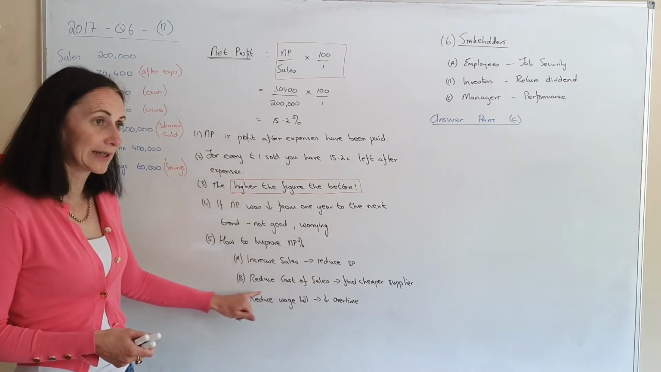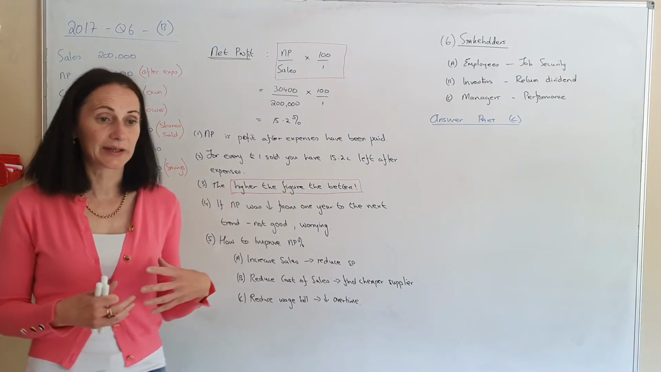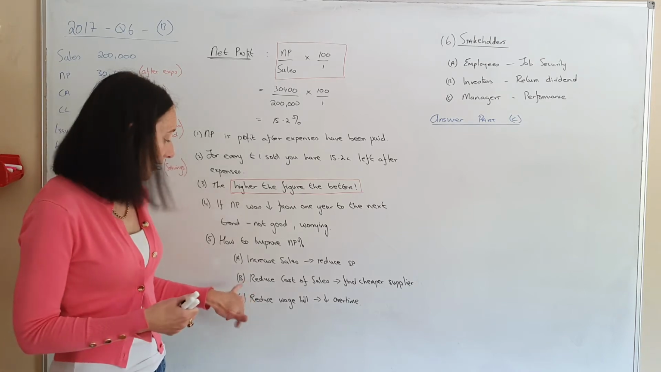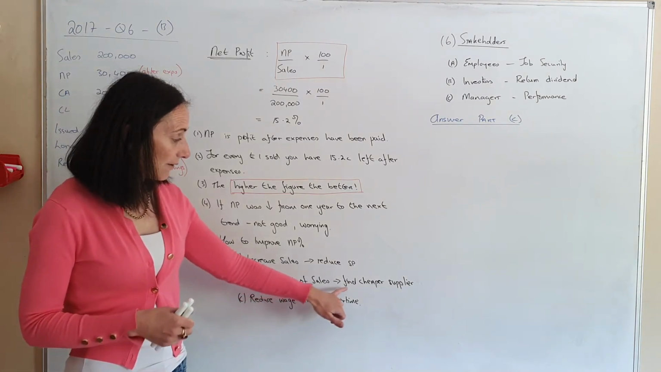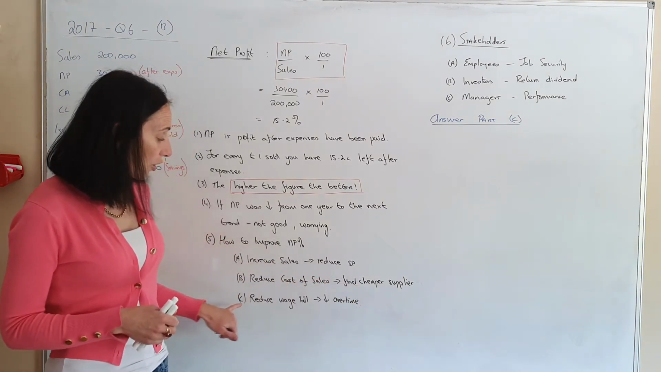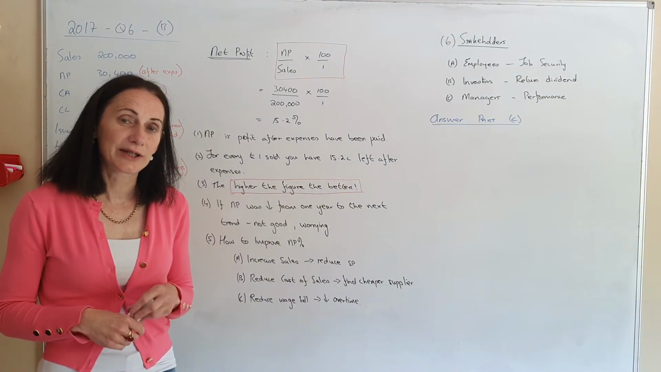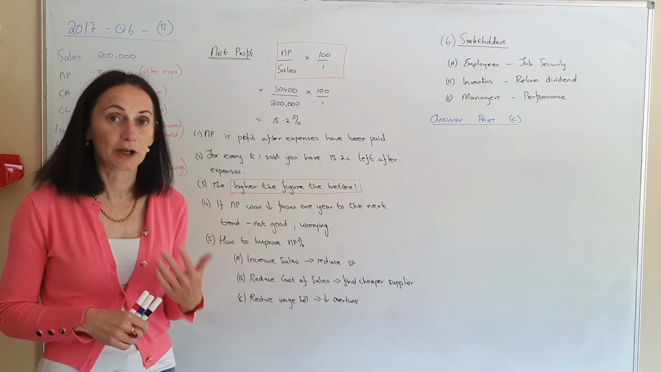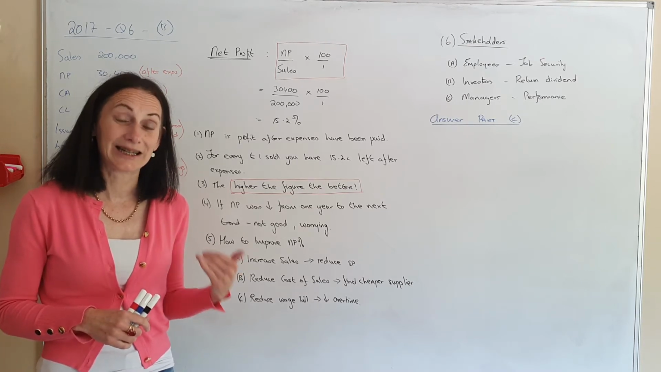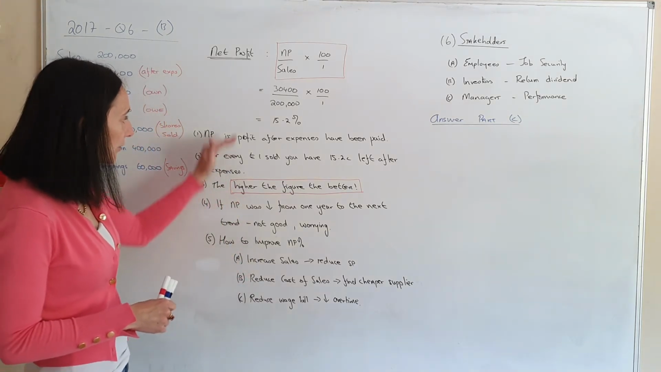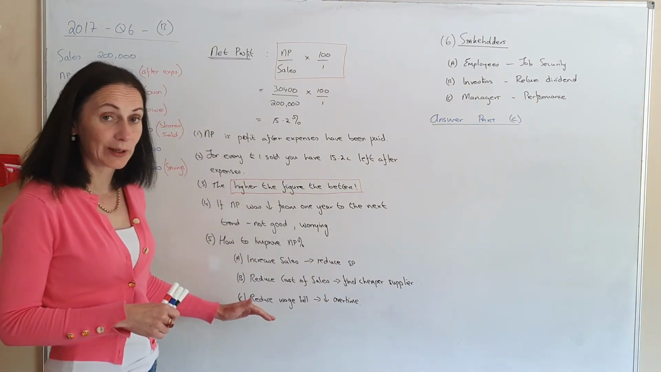Maybe what you're buying is too expensive. Maybe the cost of buying the things you're selling is very expensive, so maybe you need to get a new supplier. So reduce the cost of your sales, find a cheaper supplier. Or, number 3, reduce your wage bill. Maybe don't allow employees to do overtime where you'd probably have to pay them double pay. Maybe get new employees in instead, or get students into work. So these are all information that you could use in some questions.